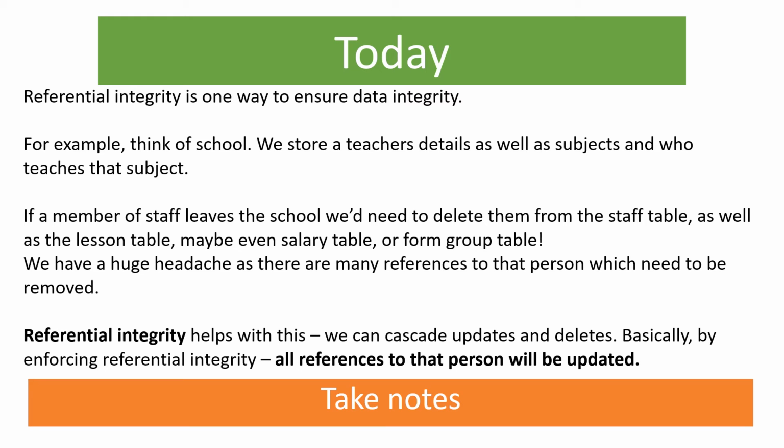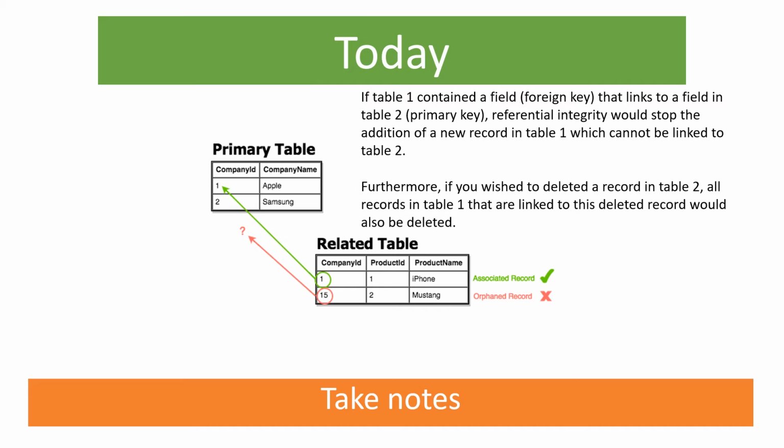We shouldn't be having to go through each table, having to delete all that data independently. So referential integrity helps us with this. We can cascade updates and deletes. By enforcing this referential integrity, all references to that person will be updated. But this does mean the table needs to be in a third normal form, with the correct primary keys and foreign keys. For referential integrity to work, remember we must be using foreign keys.